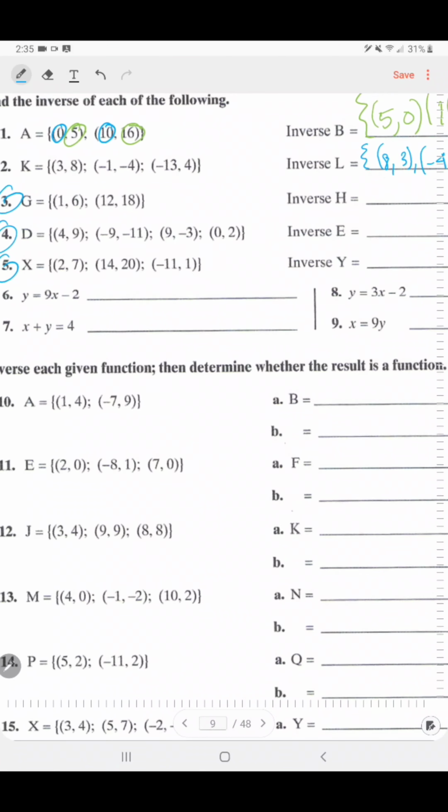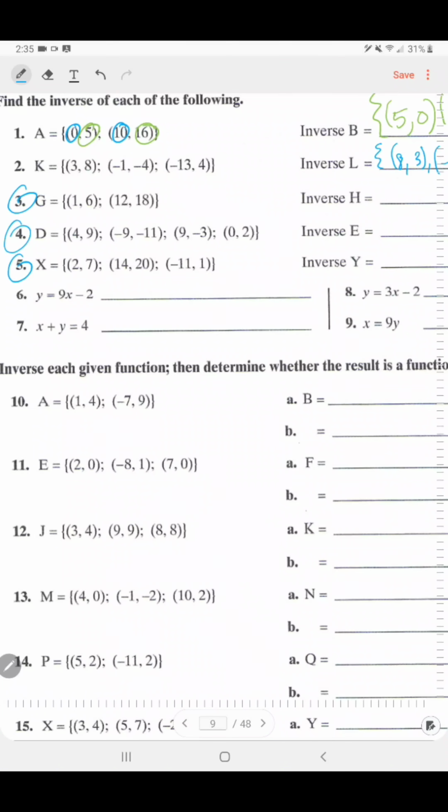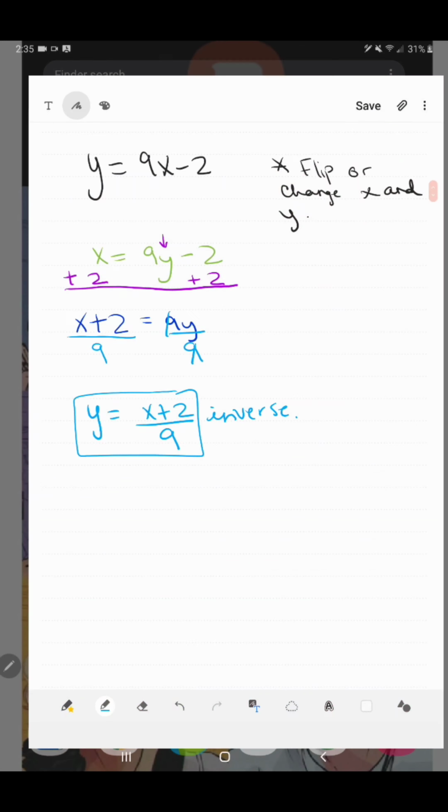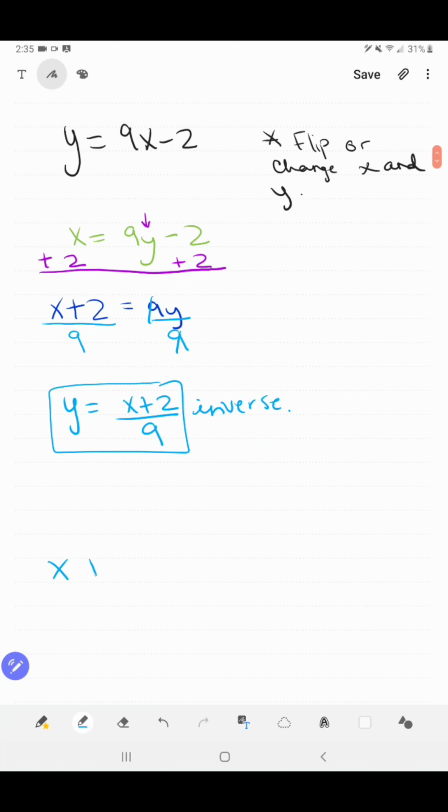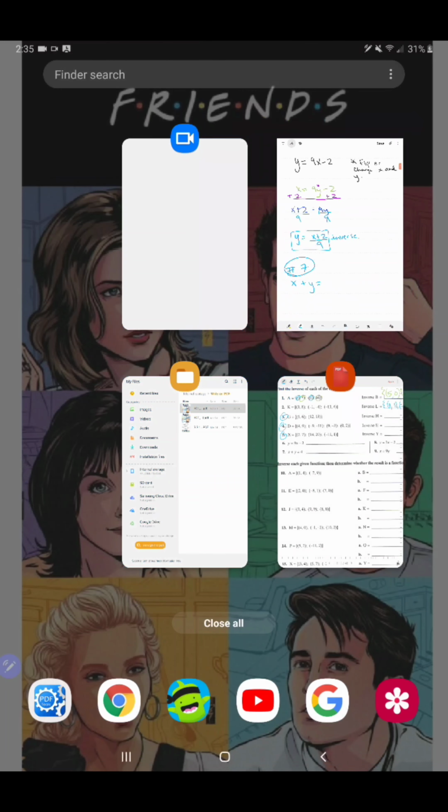I'll do another one. I'll do number 7. X plus Y equals 4.